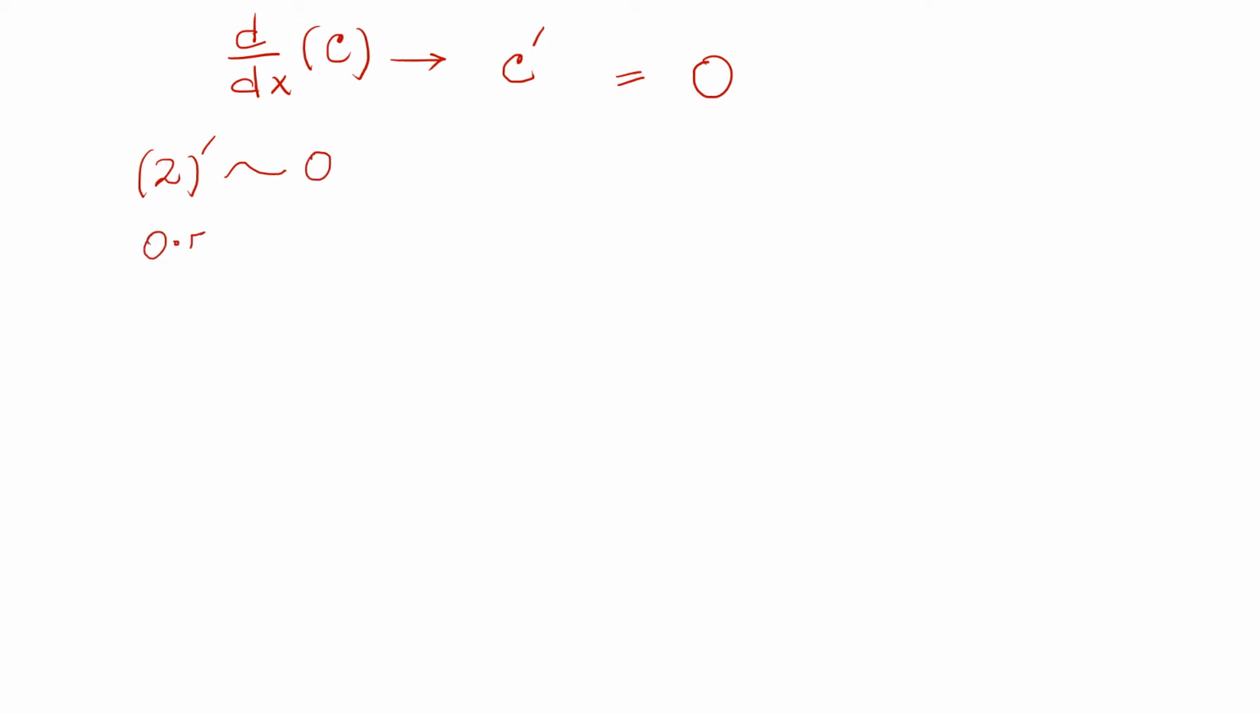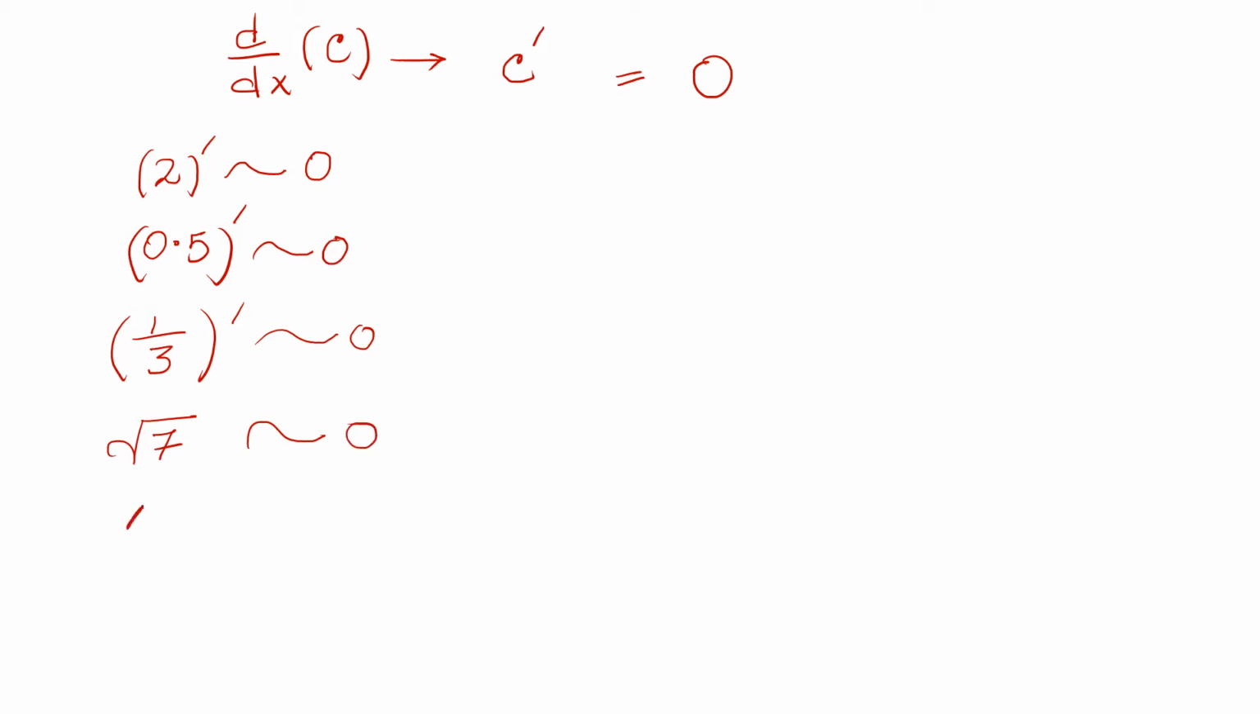Derivative of 0.5 is also 0 because it is a number. Derivative of 1 over 3, it is also a number, so the derivative is 0. The derivative of square root of 7 is also a number, so the answer is 0. Derivative of pi is also a constant, so the answer is 0. Whatever the constant you are writing, its derivative is equal to 0.